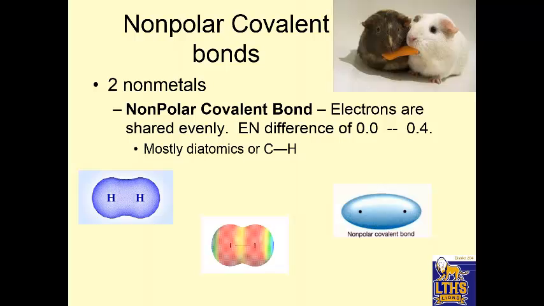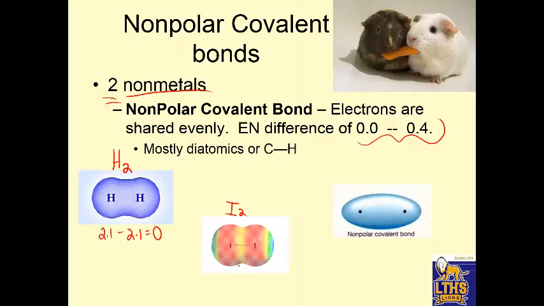Okay, so just to re-emphasize what that means. Nonpolar covalent, look at those two little guys, they're sharing pretty equally. It's going to be two nonmetals in the bond, and the electrons are shared evenly, and so the electronegativity difference is a small difference, 0.0 to 0.4. Most elements that are diatomic or carbon bonded to hydrogen are nonpolar covalent. Oh look, it's H2, hydrogen bonded to hydrogen. They're going to evenly distribute their shared electrons between them. Because what's the diff? 2.1 minus 2.1 equals 0. No difference. Equal sharing.